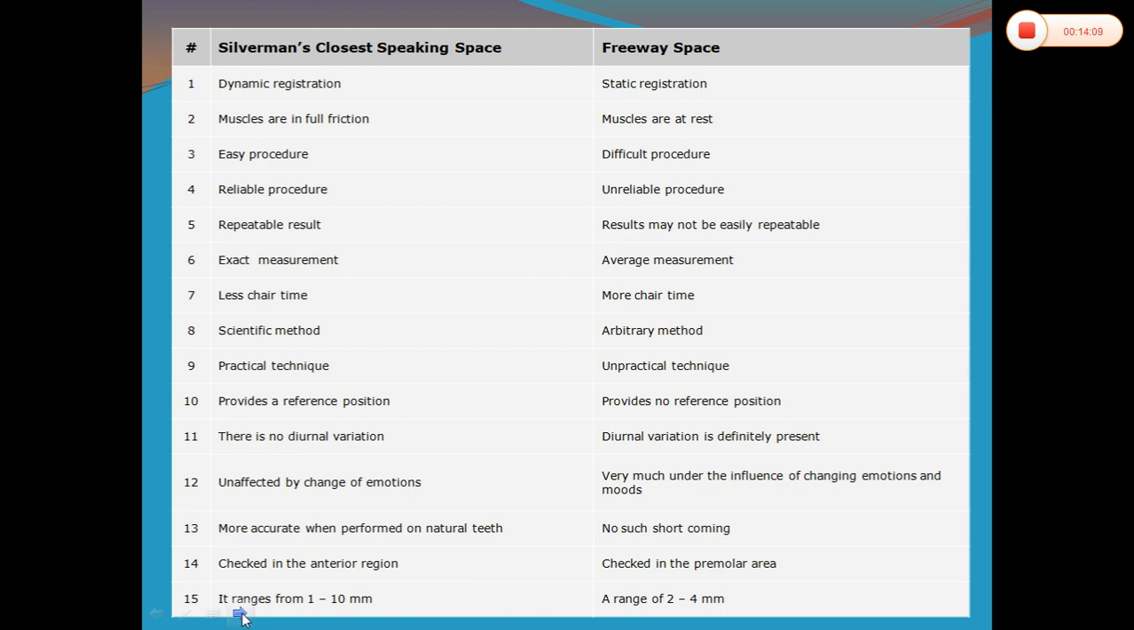There is no variation, there is diurnal variation; indefinitely present; unaffected by change of emotions, very much under the influence of changing emotions and moods in freeway space. More accurate when performed on natural teeth, and in the case of freeway space, no such shortcoming. Checked in the anterior region, checked in the premolar region in the case of freeway space. It ranges from 1 to 10 mm in Silverman's closest speaking space. In the case of freeway space, it ranges from 2 to 4 mm.